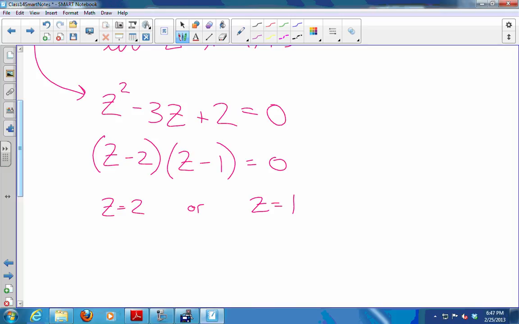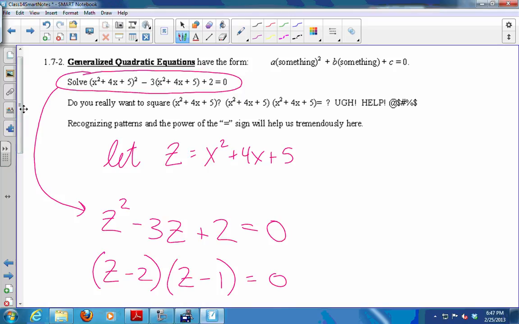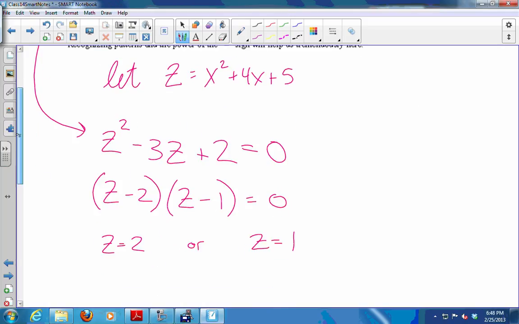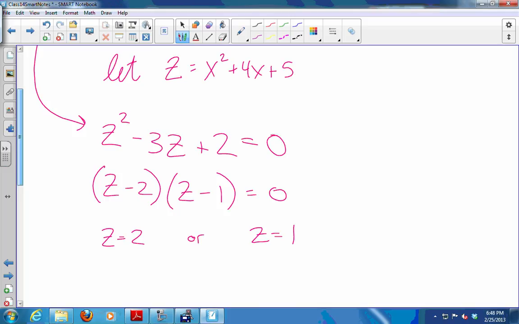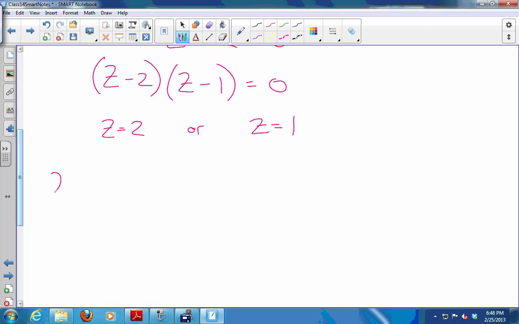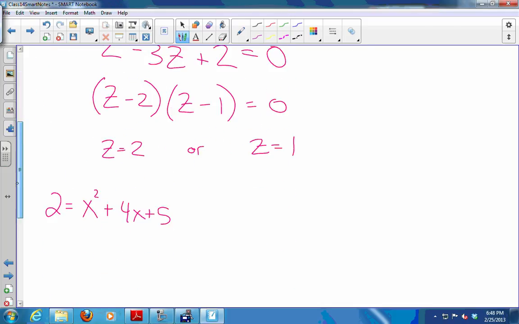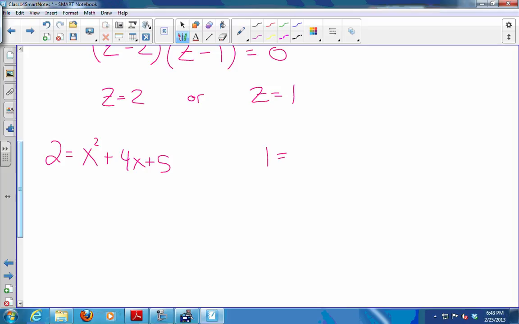But my equation was with x's, right? My equation said solve this guy for x. What x values make this true? So now that I have z, I go back to this equation and substitute. Instead of z equals this guy, replace z with a 2 and replace z with a 1. So this is going to say 2 equals x squared plus 4x plus 5. And 1 equals x squared plus 4x plus 5.